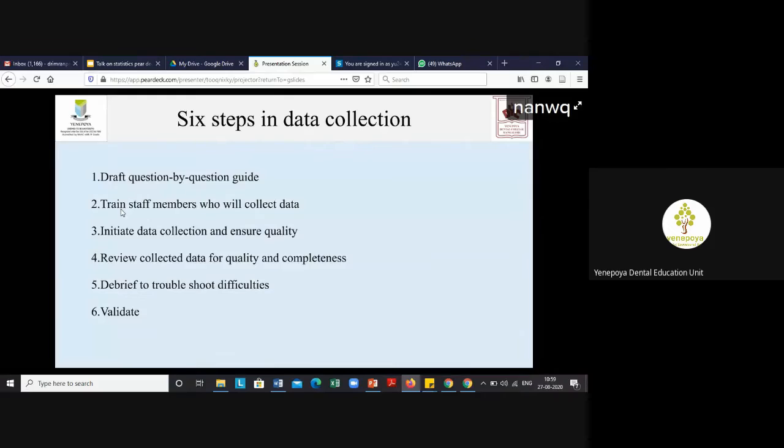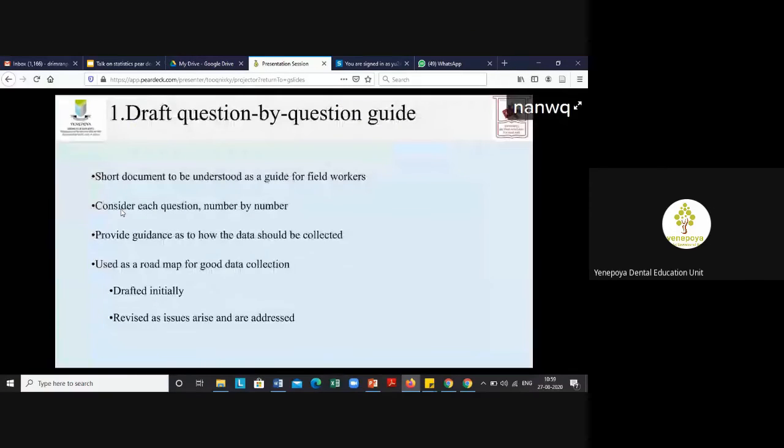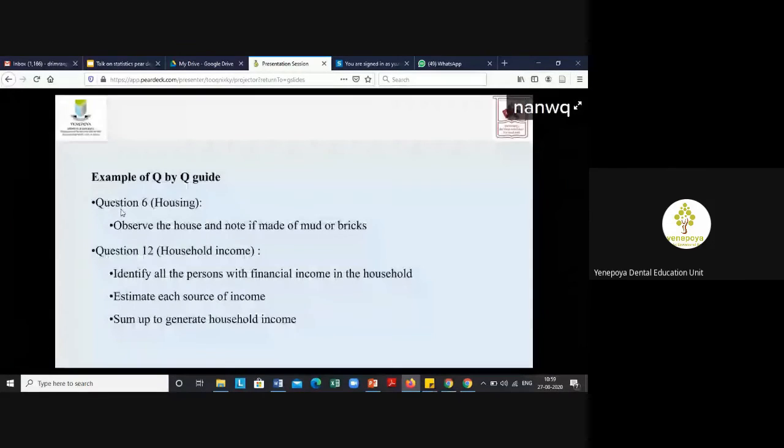What are these? We'll go step by step. Draft question, question by question. Let me give an example here. You can see here, question by question guide means my question number 6 says housing. Whether the house is made up of mud or bricks, I should tell them beforehand. When they are made up of mud, they just have to tick the mud as an option.